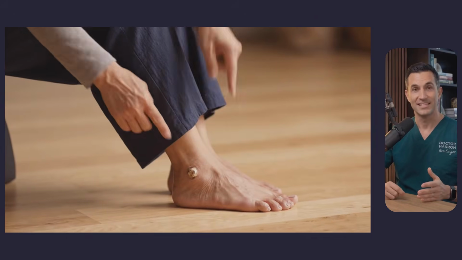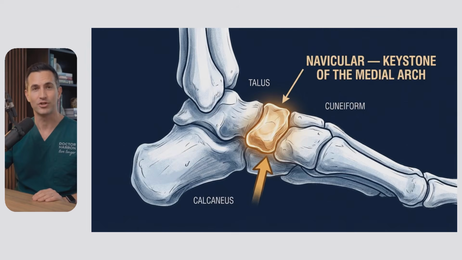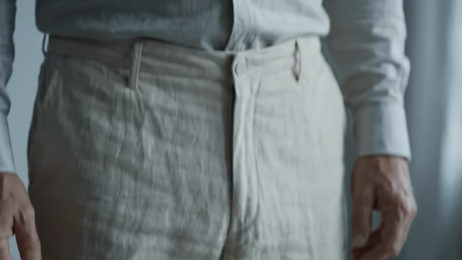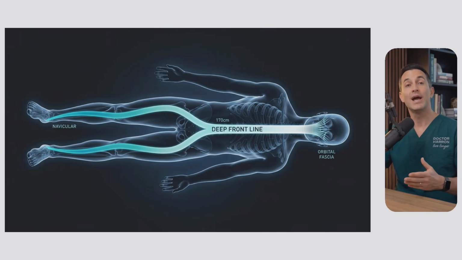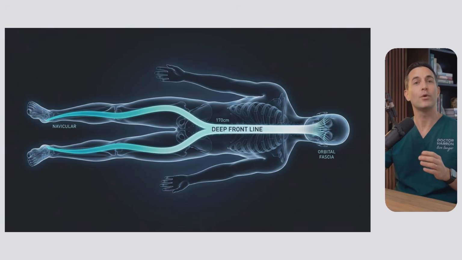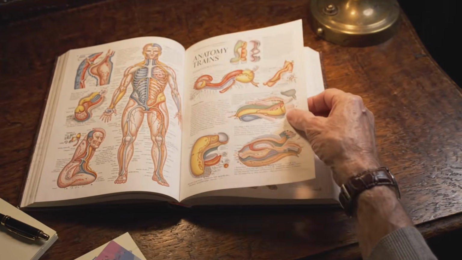The inner ankle contains a small bone called the navicular. Unremarkable in name, remarkable in function. It acts as the keystone of the medial longitudinal arch, the inner curve of your foot that takes the first impact every time you step. And running upward from that bone through the deep tissues of your calf and thigh and abdomen and chest and neck is a continuous band of connective tissue that terminates at the base of your skull and then radiates forward along the surface of your scalp and down into the soft tissue surrounding your eyes.